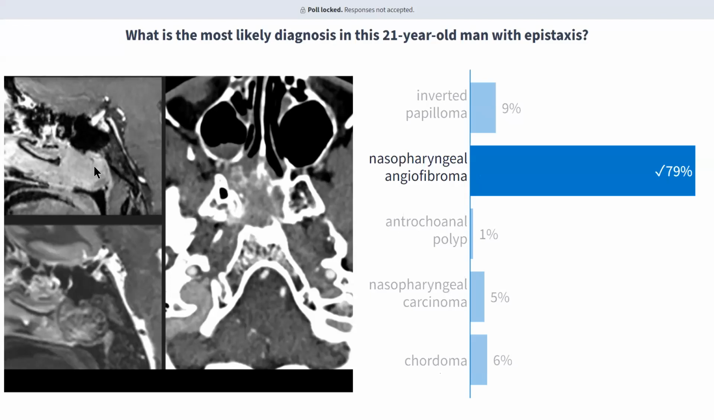So hypervascular, flow void heavy mass within the posterior nasal cavity going to sphenopalatine foramen in a young man, either an adolescent boy or a young adult man, are all kind of buzzwords for JNA, or nasopharyngeal angiofibroma.